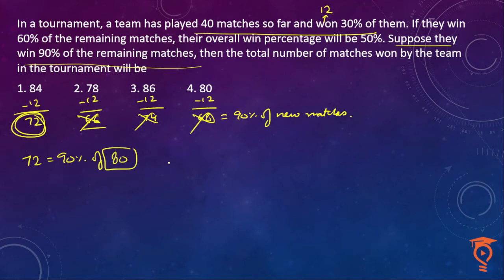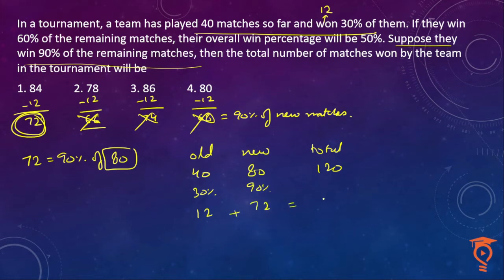So let's see. Old matches, new matches, total matches. 40 old matches, 80 new matches according to this, and total matches 120. 30% won from the old matches, 90% won from the new matches. And does this work out to be 84? Yes. So from left or from right, everything is working out.